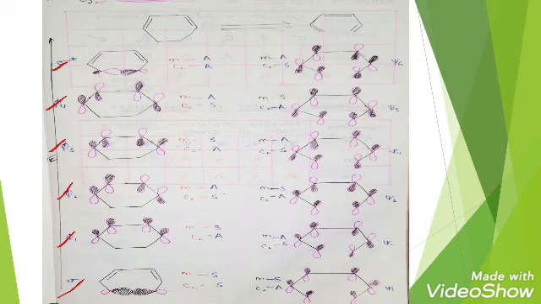Next, hexatriene. In the hexatriene system there are 6 carbon atoms and 6 p orbitals are involved in the reaction. So these are the molecular orbital diagram for these 6 carbon atoms, which are represented by psi 1, psi 2, psi 3, psi 4, psi 5, psi 6.